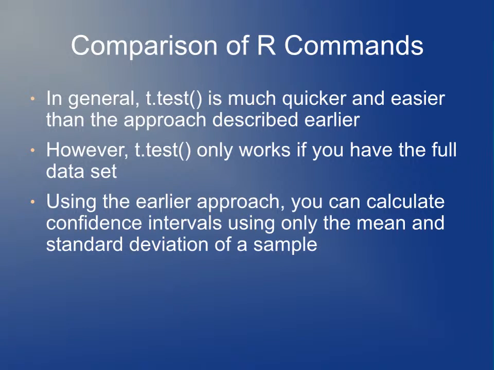The only reason you might want to use the other version is the t.test requires you to have the original data so that R can calculate this stuff. If all you have is the sample mean and the sample standard deviation of the data, if you don't have the raw data points, then you can't use t.test. You have to calculate it manually using the procedure that I described earlier. In practice, that doesn't happen often, but if it ever does, that's how you would do it.